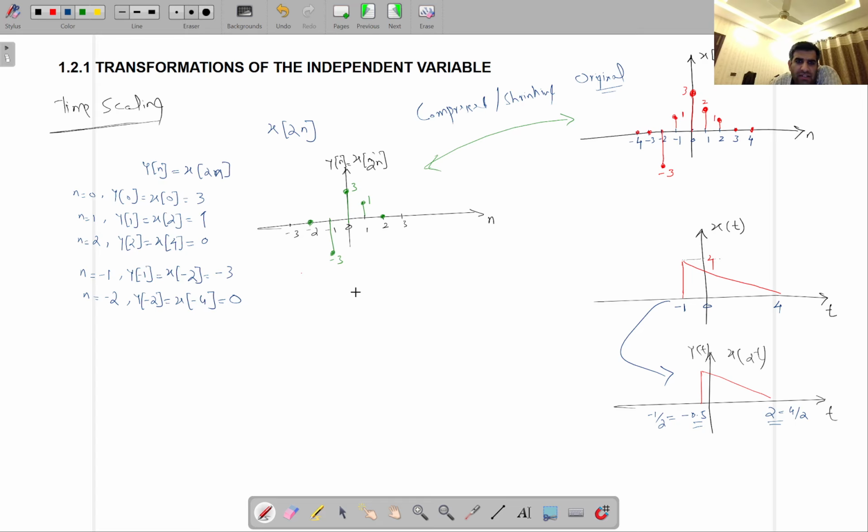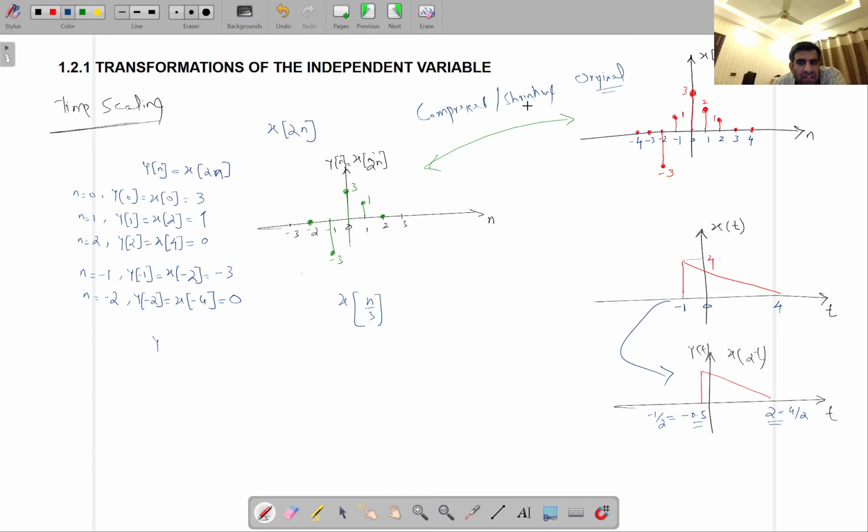Now let's take another example and try to see what happens if we change the scaling operator over here. So let's say now we are going to plot x of n upon 3. This is a different transformation now. It's still a scaling, but now the scaling parameter is 1 by 3, not 2 anymore. So let's try to get a few more values over here and try to understand. Although it should be understood that this is going to be the inverse of this.